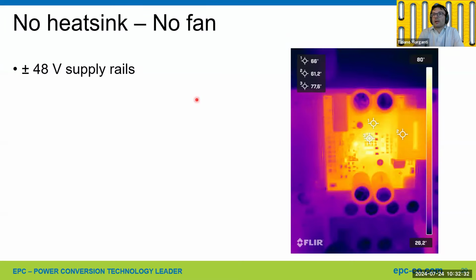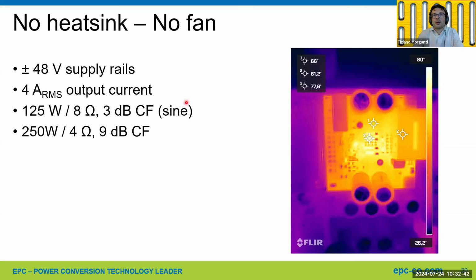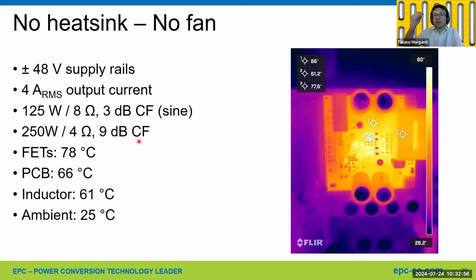Okay, so we have a couple of cases here. One is with no heatsink and no fan, with plus minus 48 supply rails and 4 amps RMS output current, which is full sine wave power on 8 ohm, or 250 watts on 4 ohm with 9 dB crest factor. We could see the temperature of the FETs is 78 degrees, PCB is 66 degrees, inductor 61, and ambient was 25 degrees.